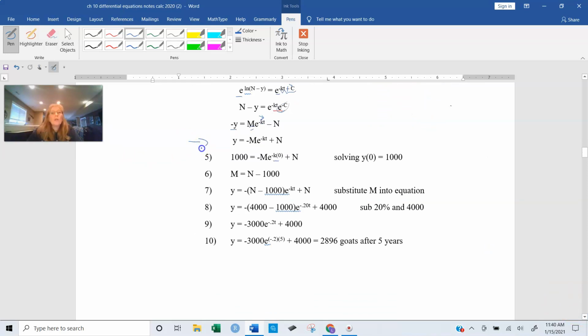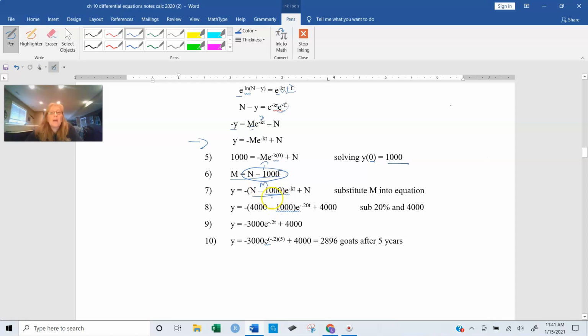Now we must use this equation. So I know when I have 0 time, I have 1,000 goats. So 0 in for time, 1,000 in for goats. Anything to the 0 power is 1, so that goes away. So I have minus m plus n equals 1,000. I need to solve for m, so I'm going to add him over and subtract the 1,000. There's my equation. Now I'm going to replace this in for my m, and that gives us this equation. So this is just what m equals right here.